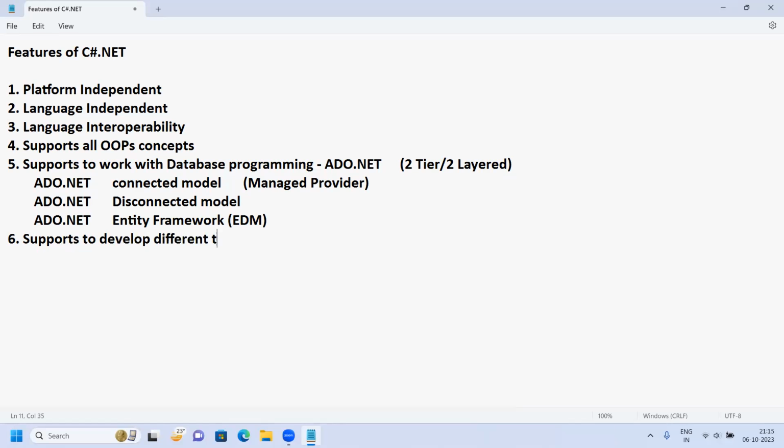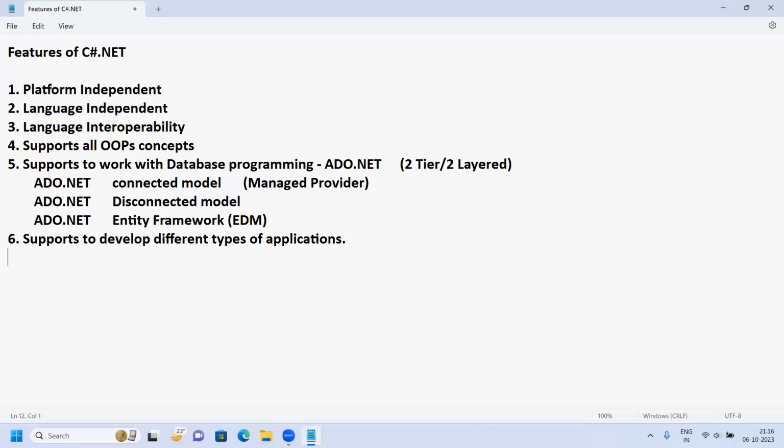Another feature we have is support to develop different types of applications. We already know console-based applications, one category. Window-based applications, one more category. Now we have one more added, ADO.NET database applications. So console-based, window-based and database applications, different types of applications.